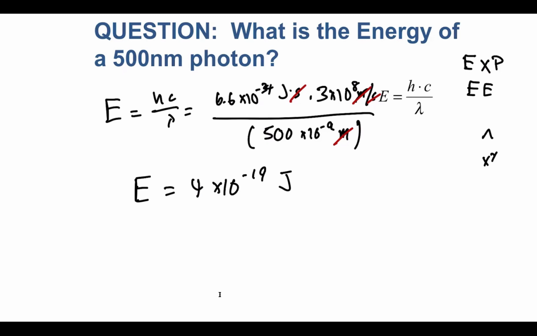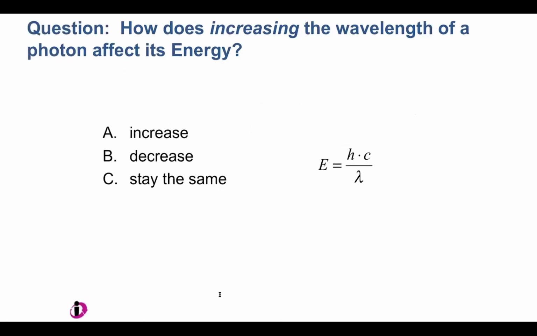Okay, I've got one more question for you, and that's this one. I've already given you the answer a little bit, but let's see if you remember or understand how this formula works at least. How does increasing the wavelength of a photon affect its energy? If I make this get larger, how does that affect the energy of the photon? Will it increase the energy, decrease the energy, or stay the same?